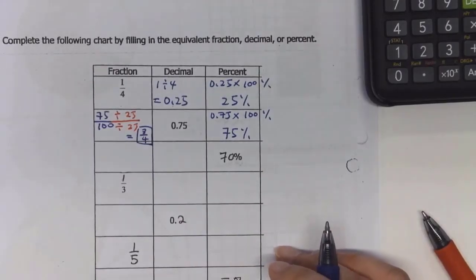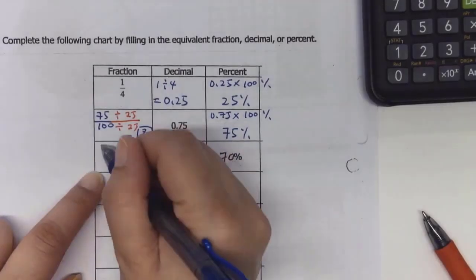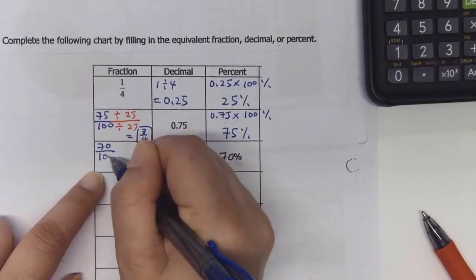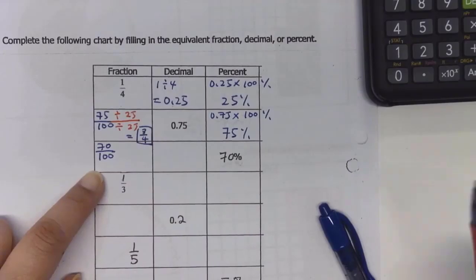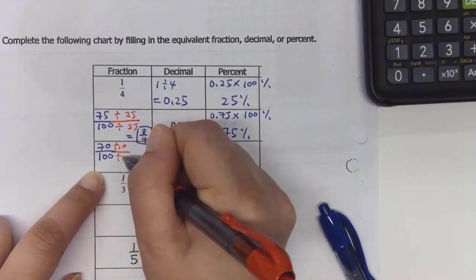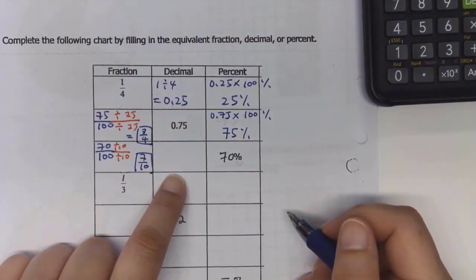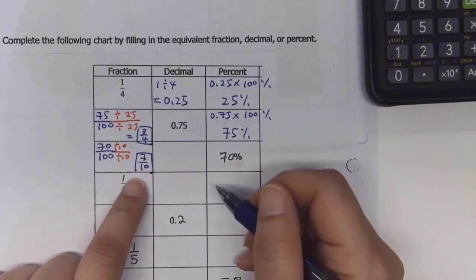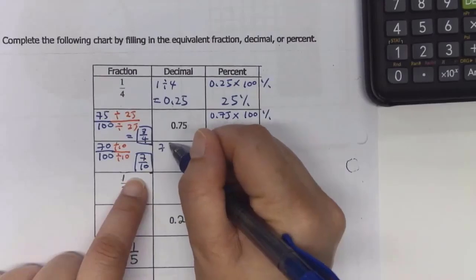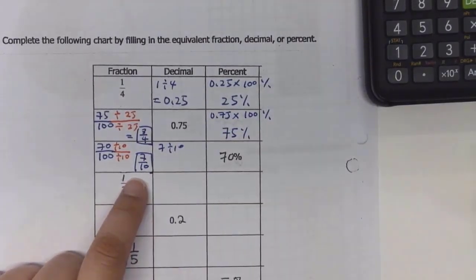How about 70%? How do I turn that into fractions? 70 per 100, and then if we reduce it by 10, it's going to give me 7/10. And then what is the decimal number? It's 0.7. You can either do 7 divided by 10, or 7/10 is in the 10th place, or like you say, move the decimal places.